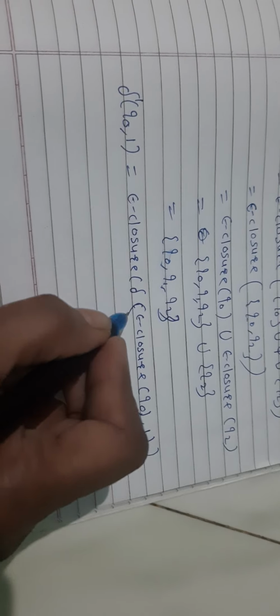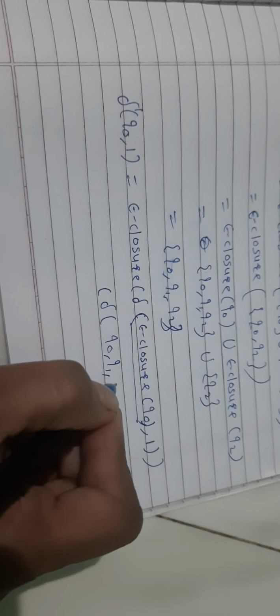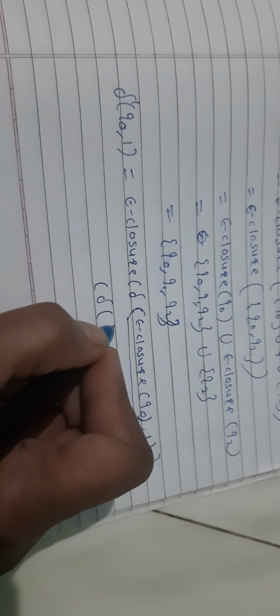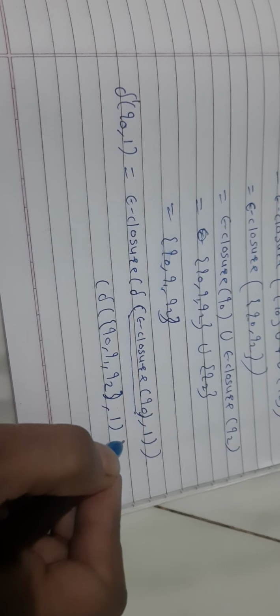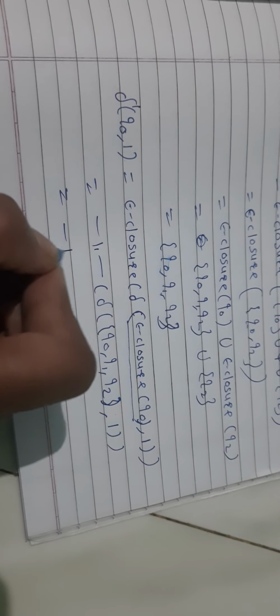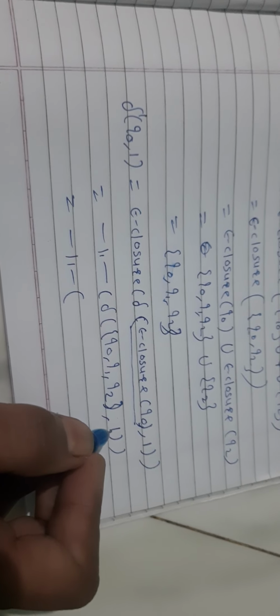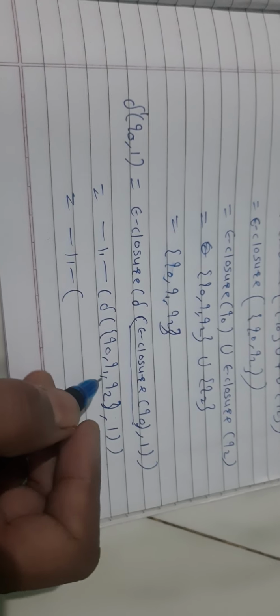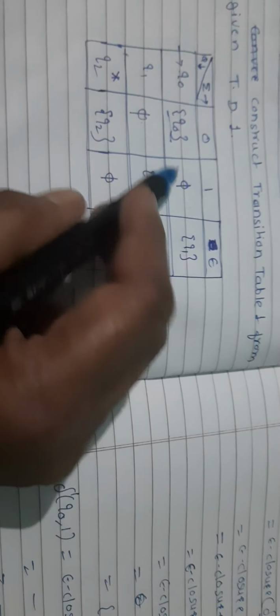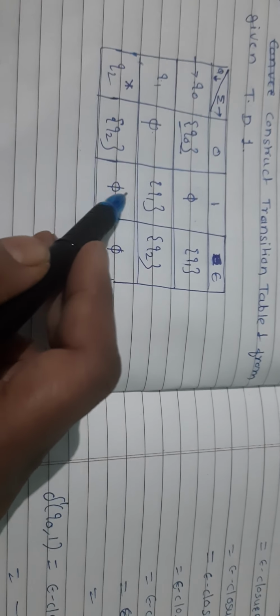Now put the value of your epsilon closure of Q0, that is nothing but delta of Q0, Q1, Q2, comma 1. Then again epsilon closure of this delta of Q0, Q1, Q2 for the symbol 1. That means 3 states are used here. You can look into the table: Q0, Q1, Q2 with symbol 1. Take the union of this, it gives us Q1. So here the total answer will be Q1.